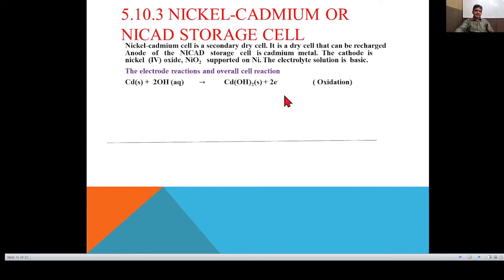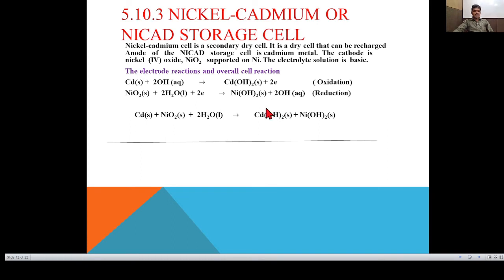Now the electrode reactions and overall cell reaction. Cadmium undergoes oxidation at the anode. Cadmium acts as the anode and nickel acts as the cathode. Cadmium loses electrons and comes in contact with OH- ions. It gives Cd(OH)2, losing 2 electrons. Nickel oxide reacts with H2O, accepting electrons, and gives nickel hydroxide. What remains in the solution? OH- in the solution.